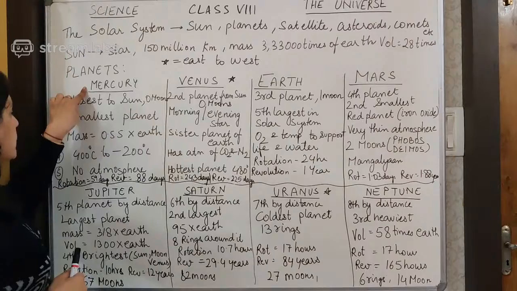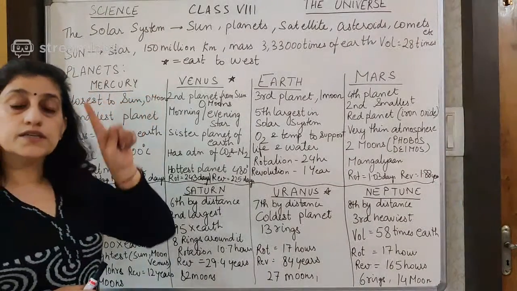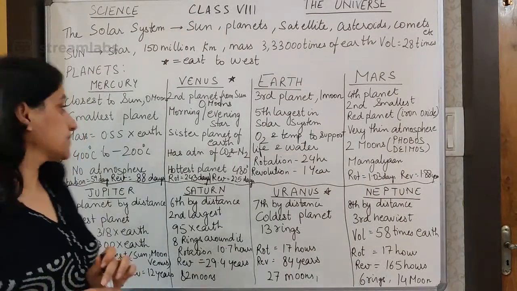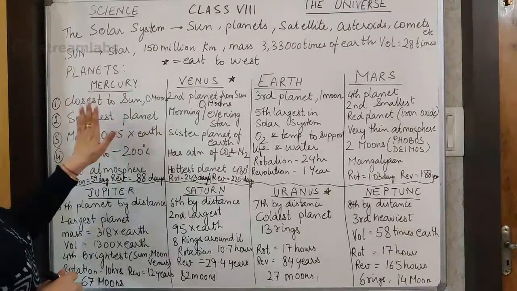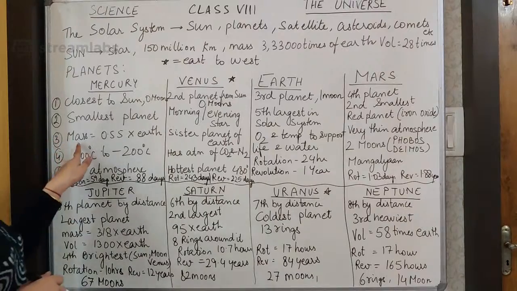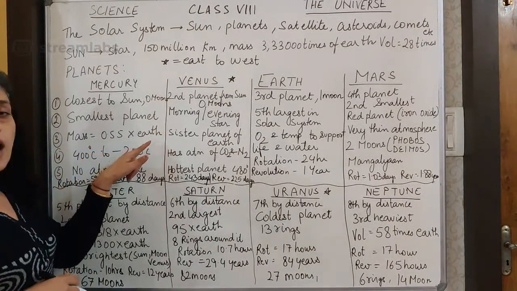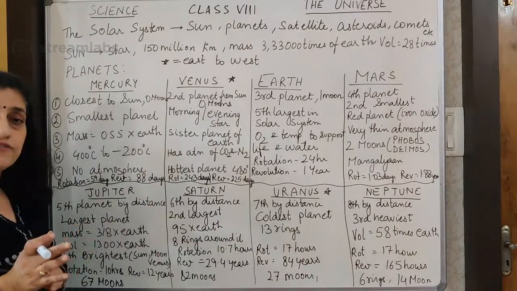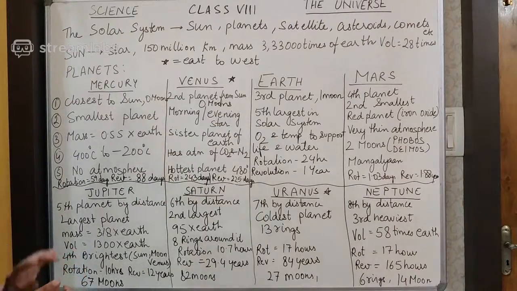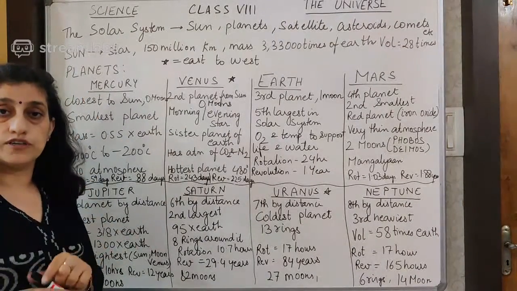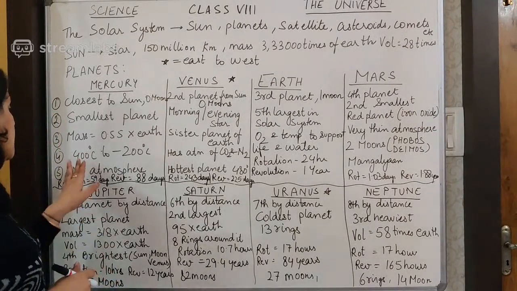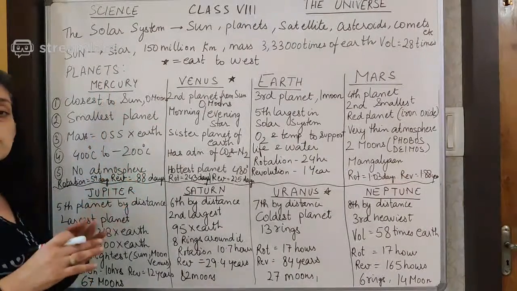So the first planet we are discussing over here is Mercury, the planet closest to the sun and smallest in size. So it is the closest to the sun. It is the smallest planet out of all the 8 planets. The mass of Mercury is roughly half that of the earth. Not exactly half, but you can see 0.55 times that of the earth. Mercury has no atmosphere, means no gases are found on Mercury, and because of the lack of atmosphere, the temperature range at Mercury is very high.